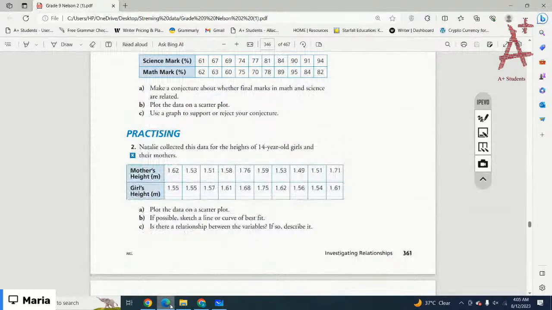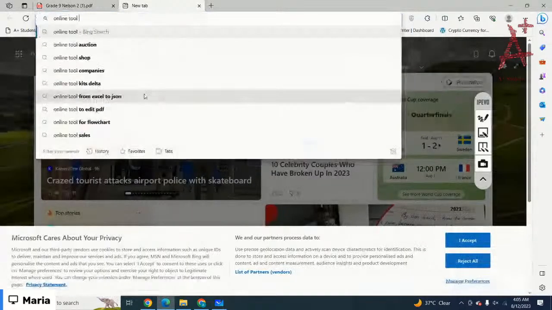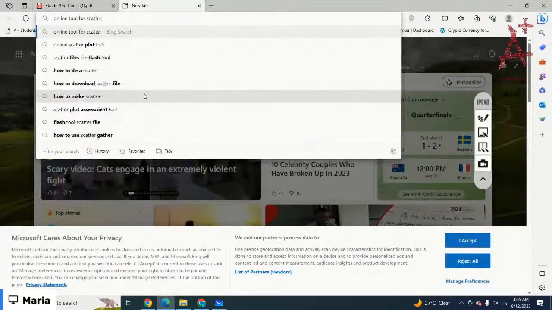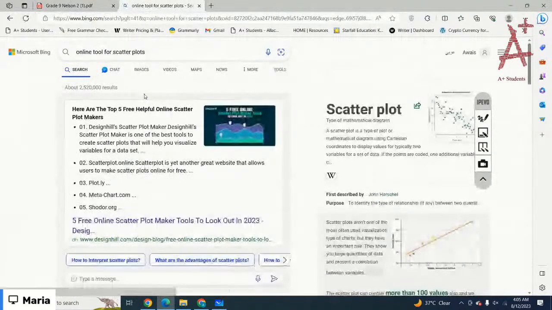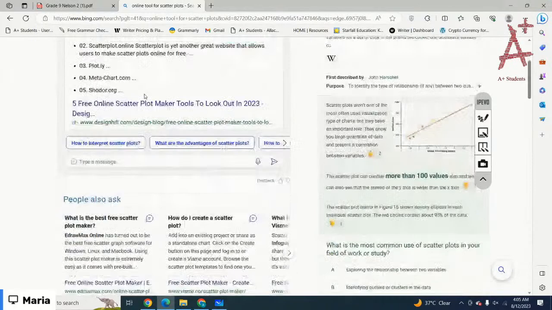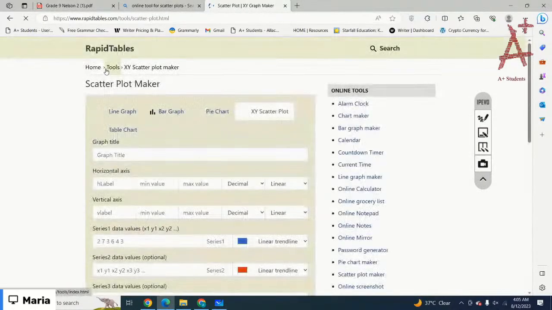Okay, let me find a tool to plot a scatter plot, right? Line tool for scatter plots. Because all of the questions need a scatter plot. Okay, let's start this one. I'm going to plot the scatter plot here, right?